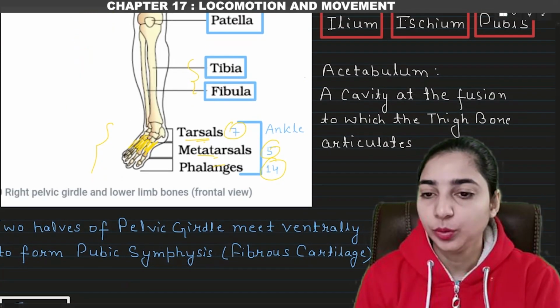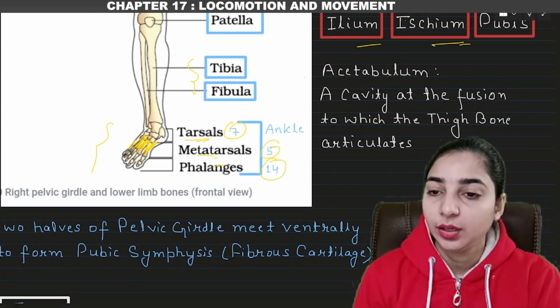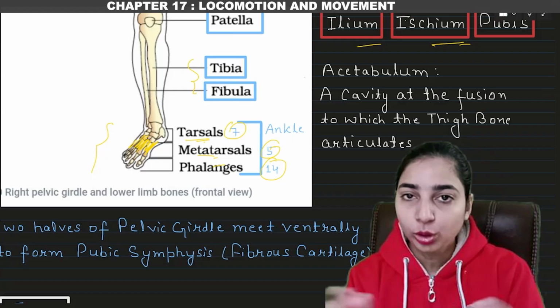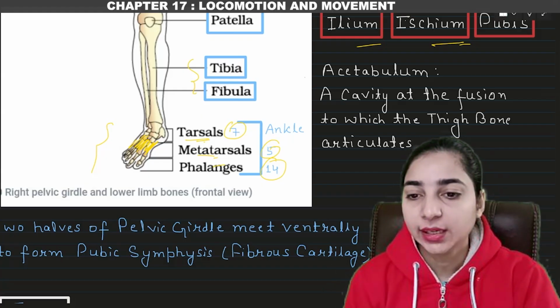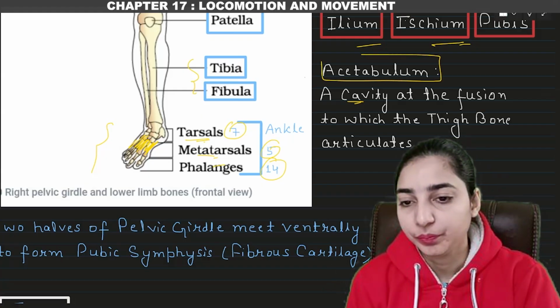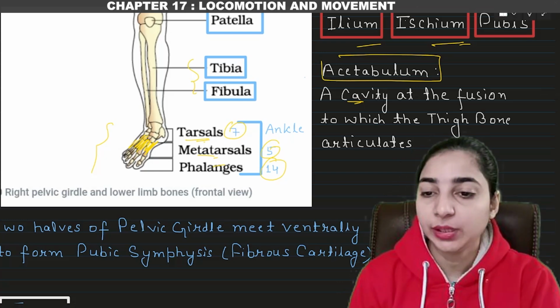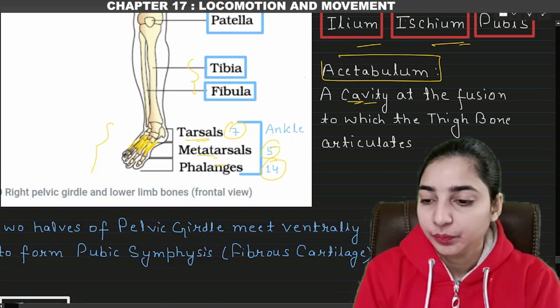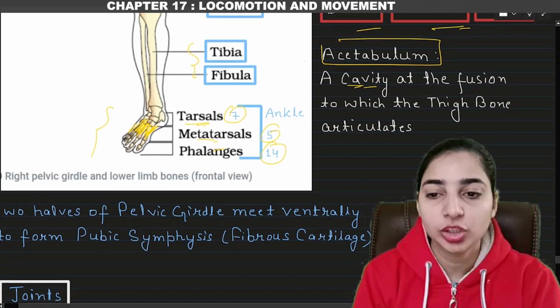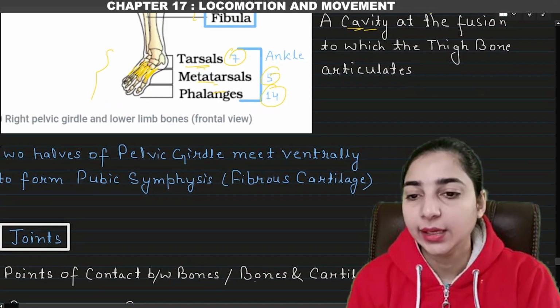Okay, ilium, pubis and ischium. And then at the point of the fusion of these 3, there is a cavity called acetabulum. Okay, so what is acetabulum? It is a cavity at the fusion of the 3 bones, ilium, ischium and pubis, to which the thigh bone articulates.